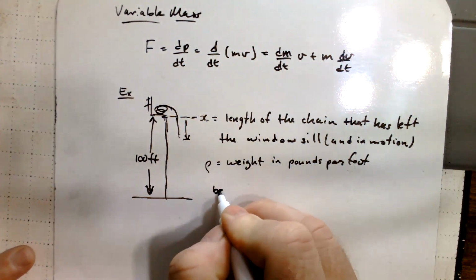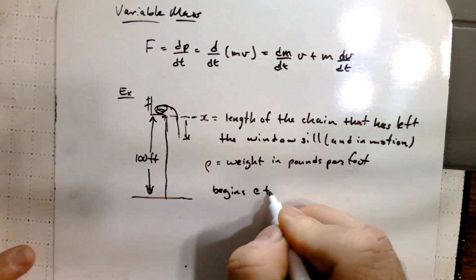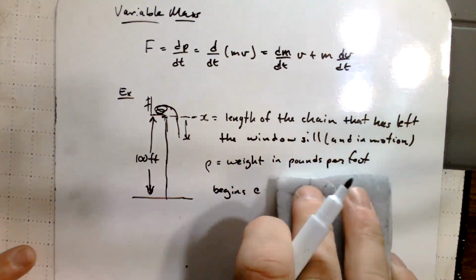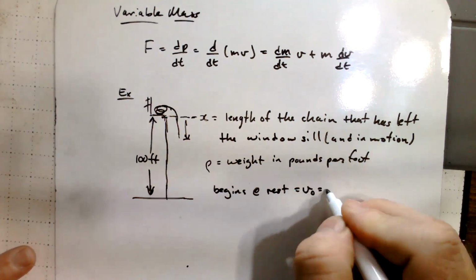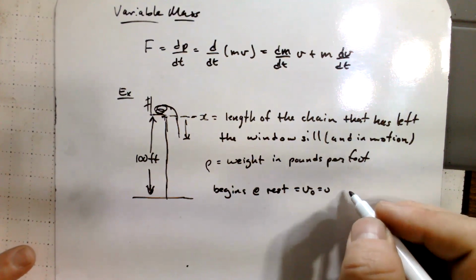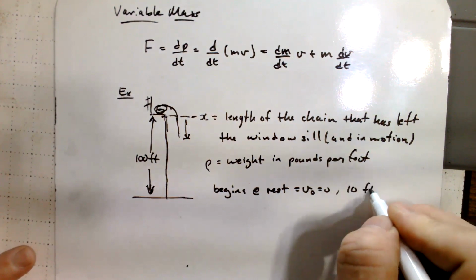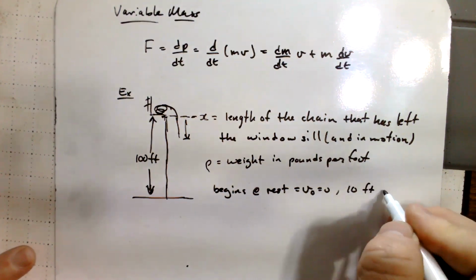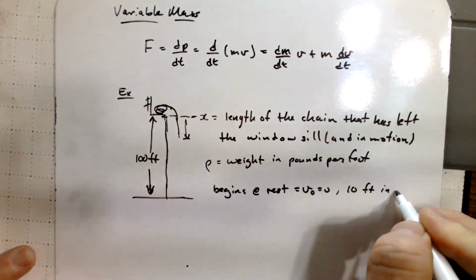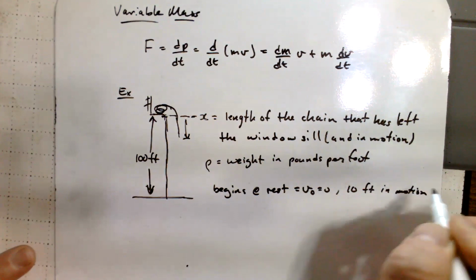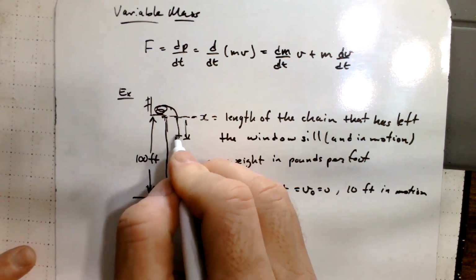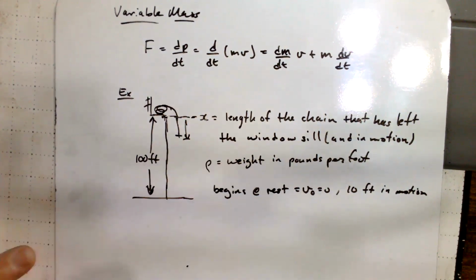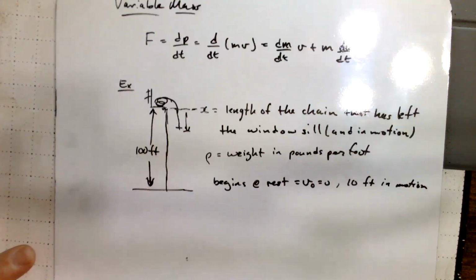Okay, so it begins at rest, meaning v naught is equal to 0, which is great. And there's 10 feet. It's in the problem that says it has already played out, which means it's already 10 feet in motion. That means maybe it got entangled a little bit somehow, and then when it got to 10 feet, that's when there was enough weight on it to start really pulling it down.